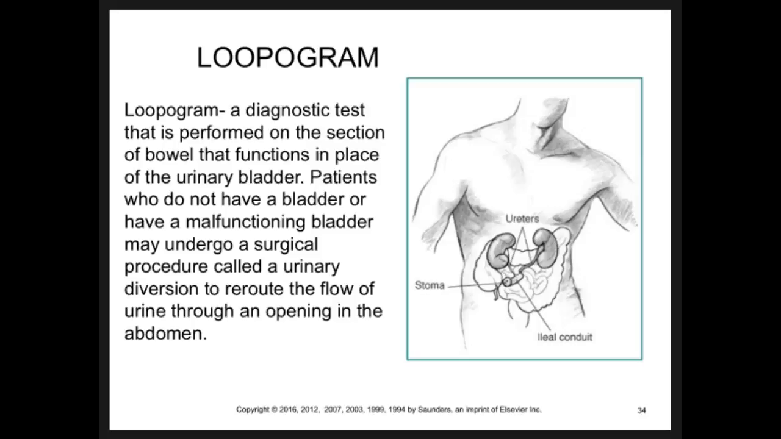A loopogram is a similar study, but the patient doesn't have a bladder, so they've used a portion of the small and large bowel and connected it to form a substitute bladder, so the ureters drain into that instead of into a bladder. So you will sometimes do a loopogram and check and make sure that it's functioning properly as well. And that would be an ostomy also, from your stoma in the abdomen.